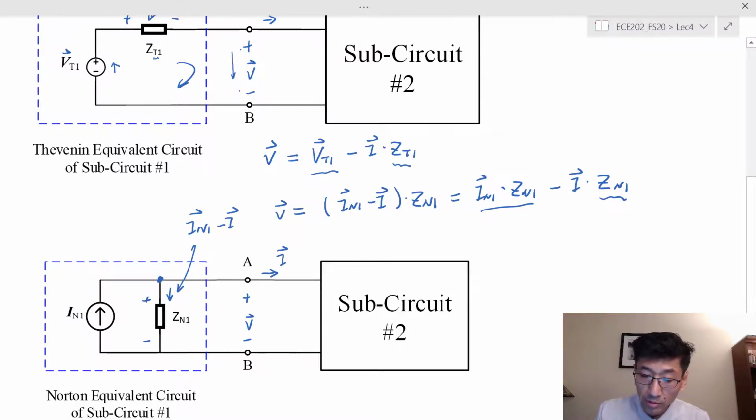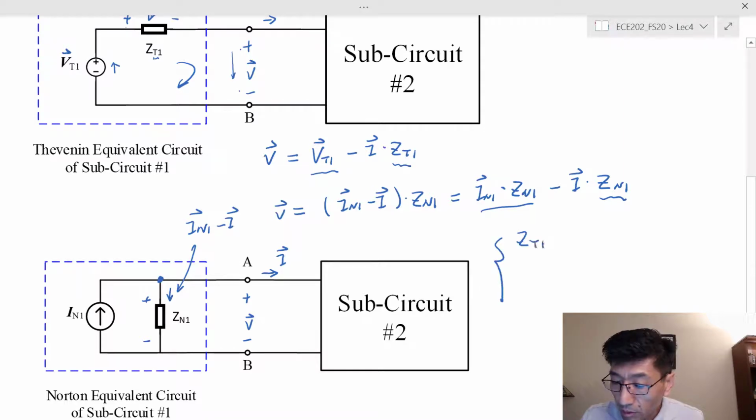So for this, these are two equivalent circuits. Two circuits are equivalent means they have the same VI characteristics, right? So therefore, we need to have Z sub T1 equal to Z sub N1. These are the coefficients in front of I in these two equations, and also the other term, V sub T1, should be equal to I sub N1 times Z sub N1.